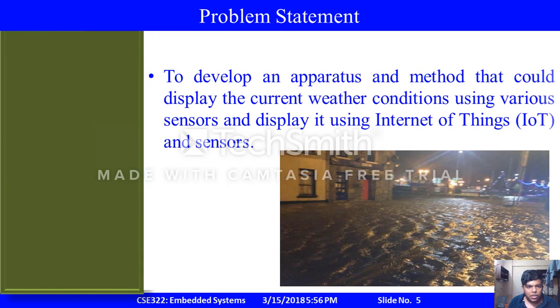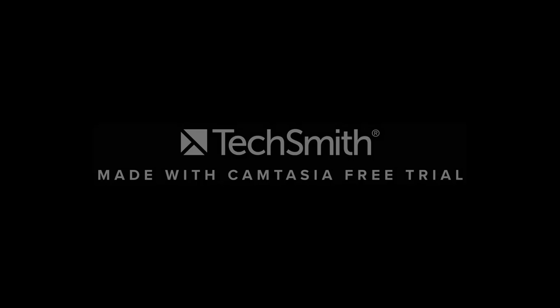Problem statement of this project: develop an apparatus and method that could display the current weather conditions using various sensors and display it using Internet of Things and sensors.